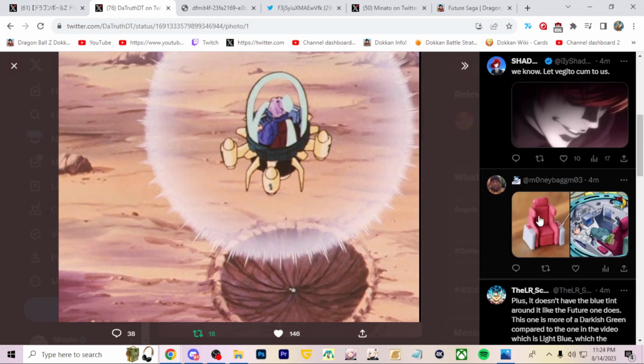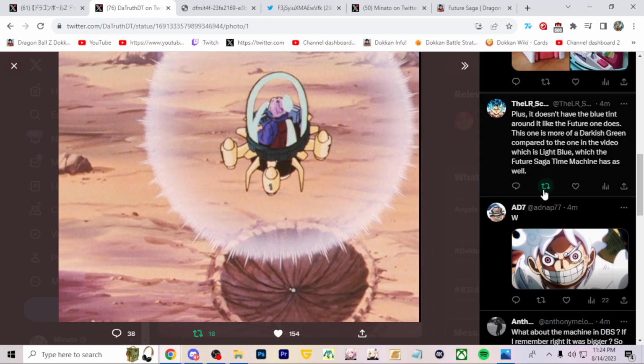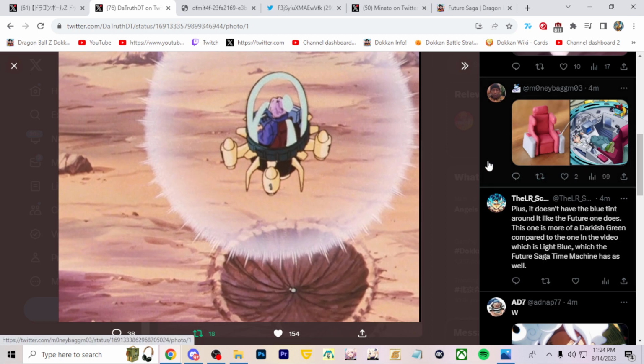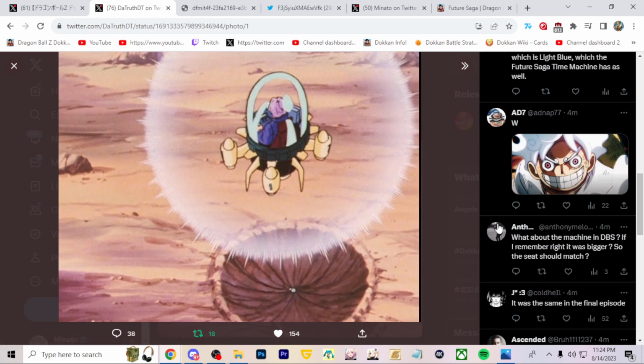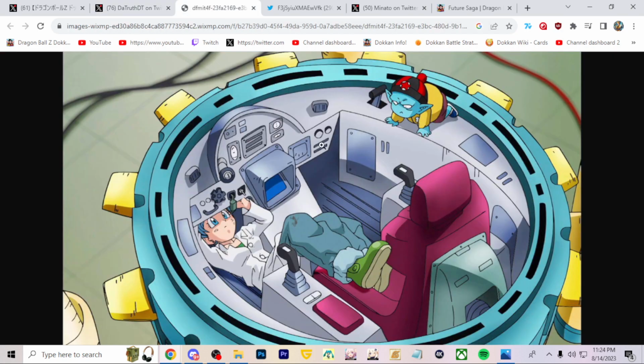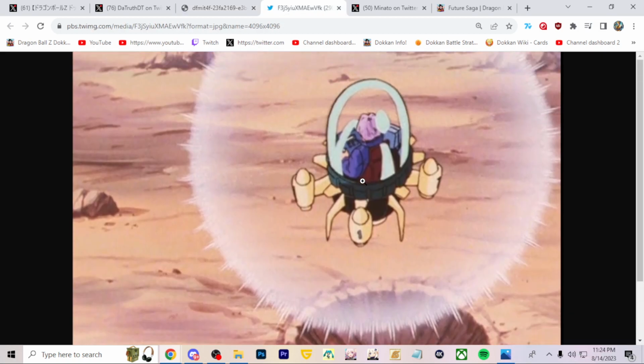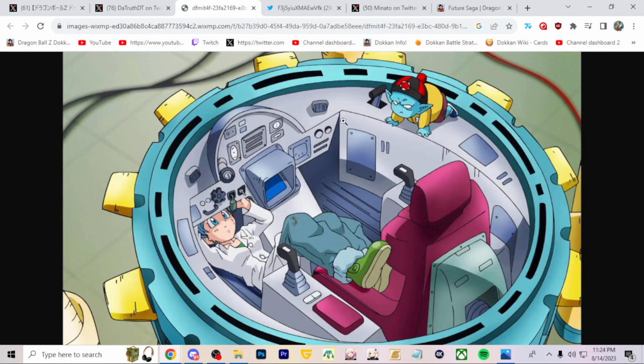And I'm not sure if there's any other images here, but again, it doesn't have the blue tint around it like the future one does. Essentially, based on what we're seeing, it looks to be the Dragon Ball Super design for the time machine, which basically is telling us Dragon Ball Super time machine, Future Saga, Trunks, from the Dragon Ball Super arc, looks to be basically confirmed here for the Worldwide Celebration. Again, 90%, I guess I could say, right? It's not 100% certain.